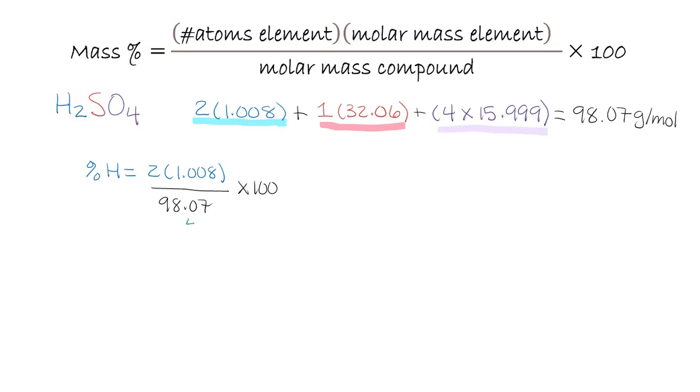We have 4 sig figs in the molar mass of the compound, and we have 4 sig figs in the molar mass for hydrogen. The 2 and the 100 are exact, so they will not factor into our sig figs. When we do the calculation, our answer needs to be rounded to 4 sig figs. And when we do the math, we end up with 2.056% hydrogen in H2SO4.